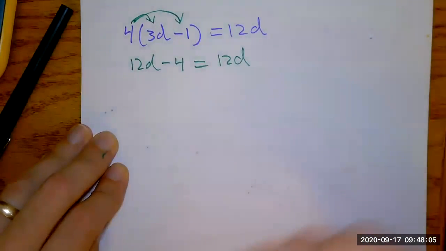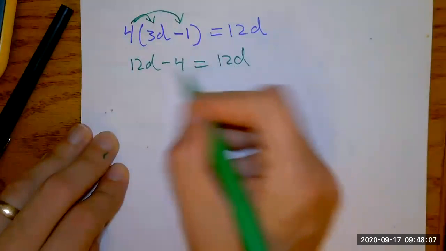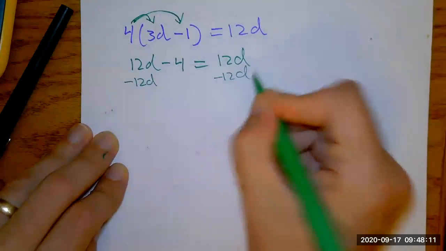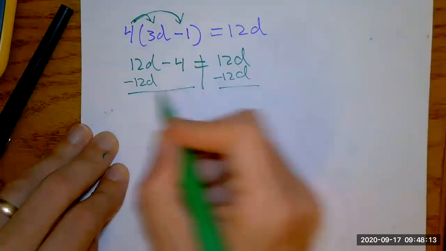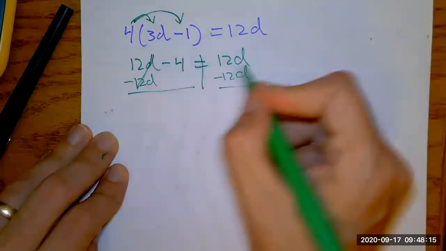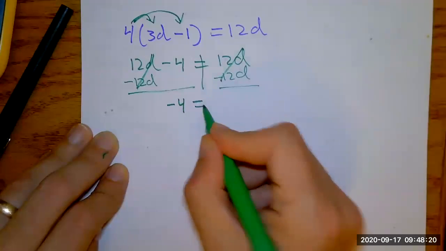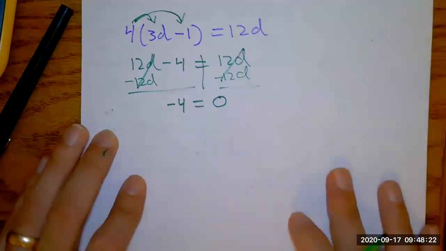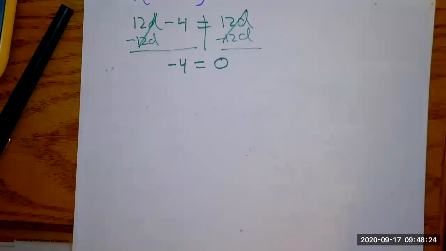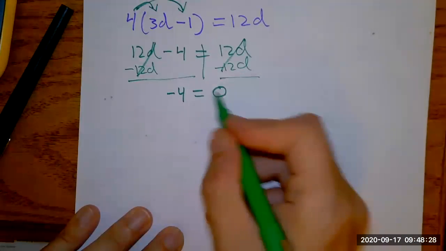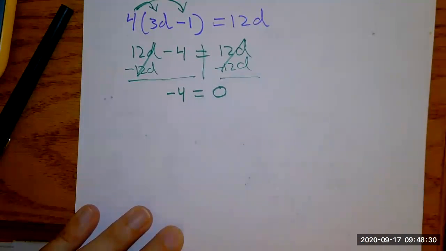Are you seeing a pattern with these special cases, right? We're seeing a lot of this. It doesn't matter what side I move it to, because I'm doing the same thing to both sides, right? You see I'm doing the same thing? So that goes away, that goes away. The difference is I get negative 4 equals 0. So is this a true solution? Is this true or is this false? You can type that really quick.